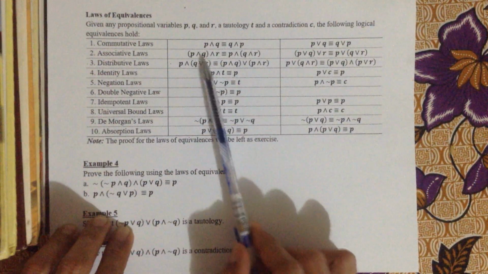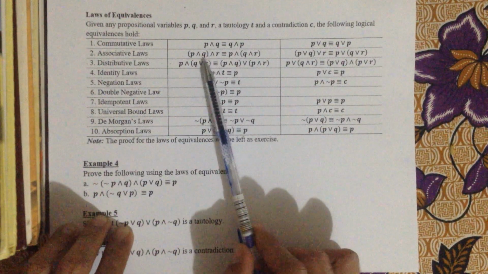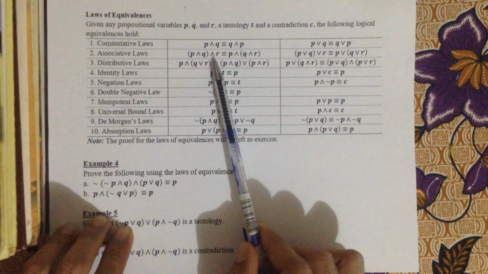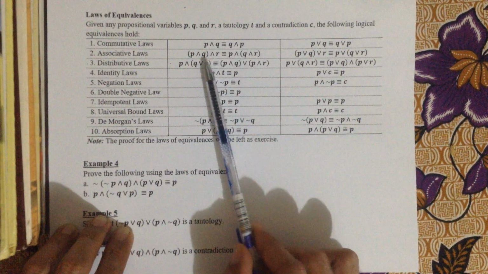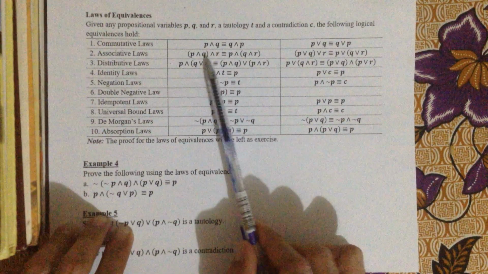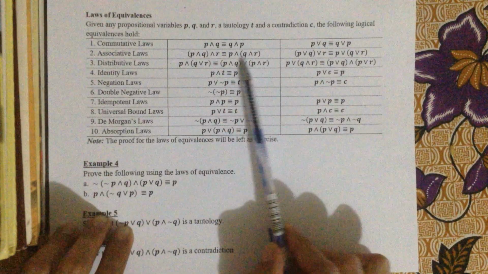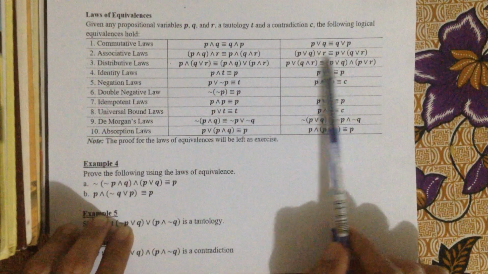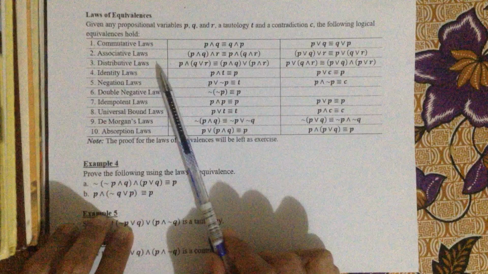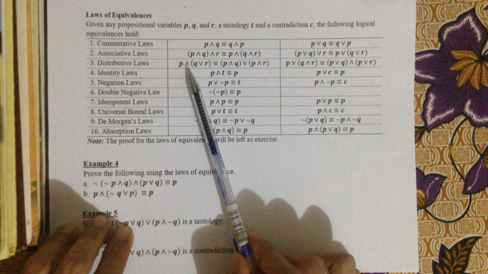Okay, so as long as they have the same logical connective, you can regroup without changing the meaning. Same is true with this one, right? The distributive laws are another important law.